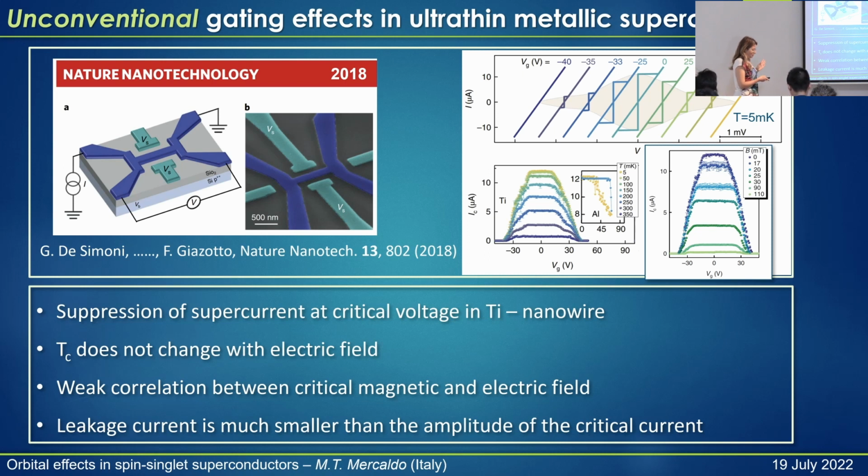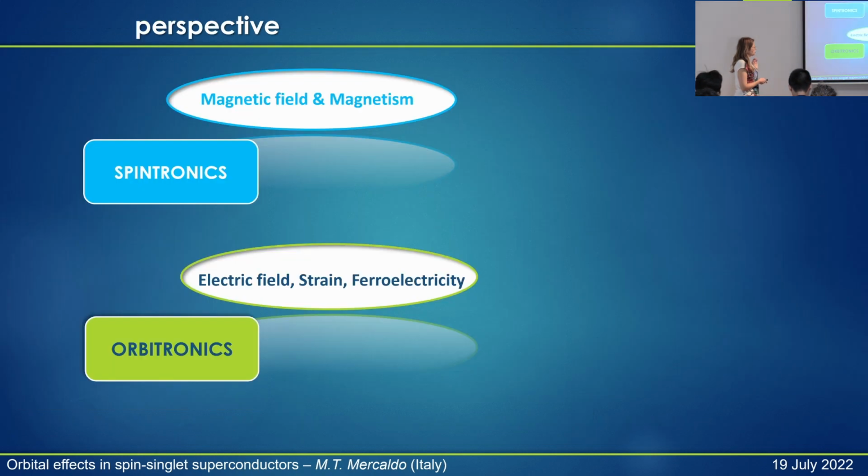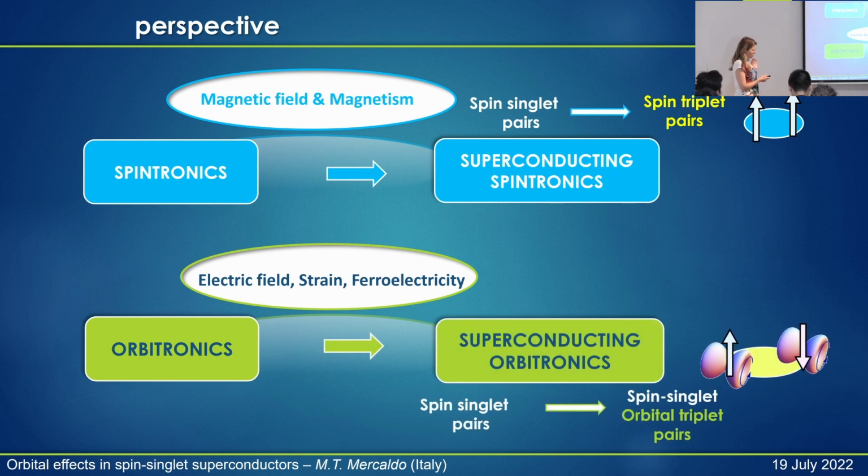So I flash now my conclusion. We know that we have this important field of spintronics, and very related to this is superconducting spintronics, where you need to have the spin triplet pair. But now we have this emerging new field of orbitronics, where the driving is given by electric fields, strain, ferroelectricity, and I hope we will have superconducting orbitronics. Sorry for taking your time. I haven't seen you when you gave me the time.